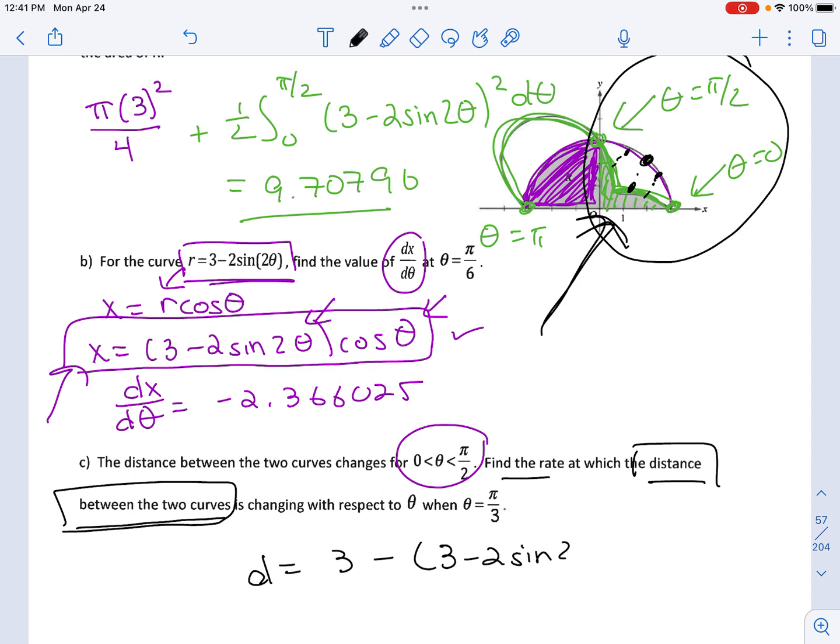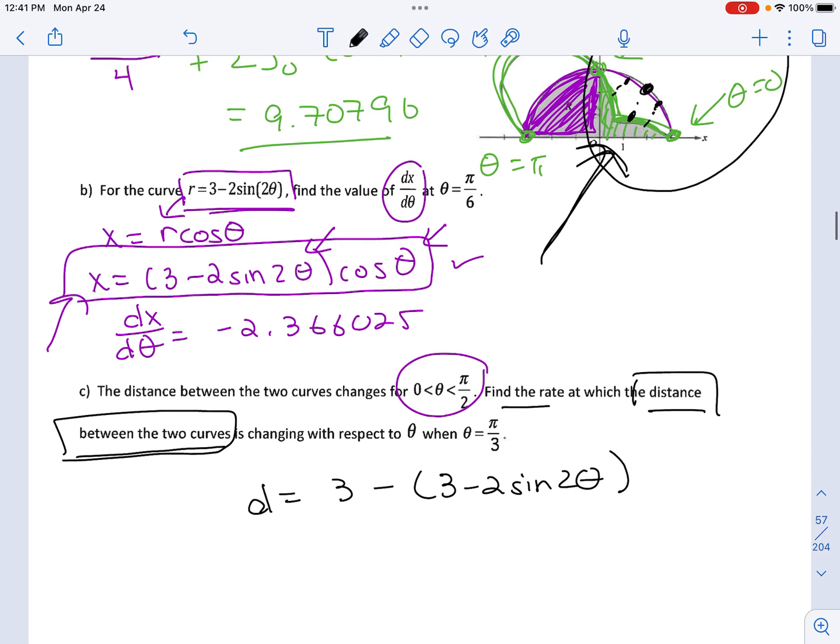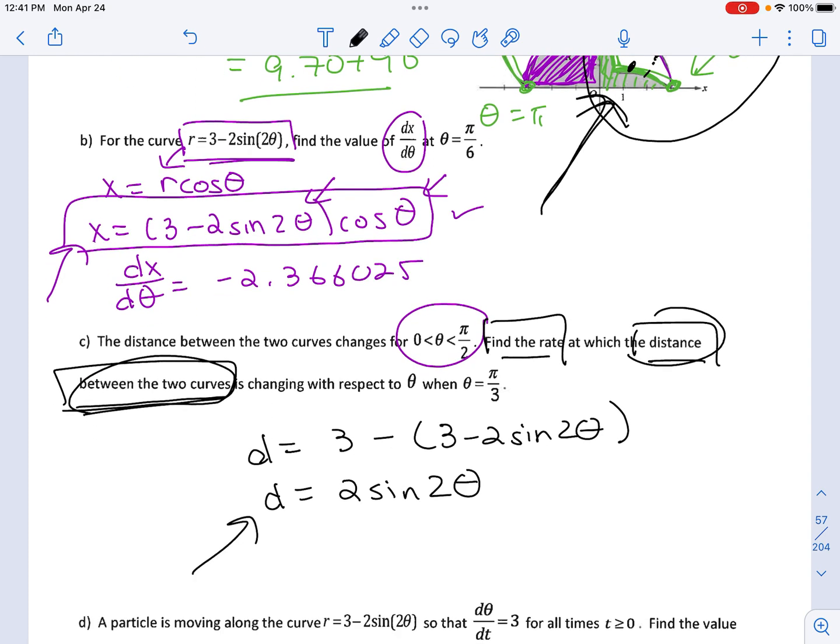So this is an equation for the distance. I can clean this up pretty easily. The 3's will drop out. So this is my distance equation. So I have the distance between the two curves. I want the rate. So the rate is another word for derivative. So I'm taking this derivative. It just happens the letter I use is d. So the derivative of d with respect to theta, you can take this derivative pretty easily by hand and plug in the pi thirds, or you can use your calculator, but you're going to get negative 2 regardless.